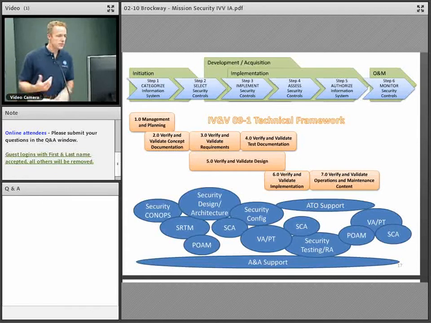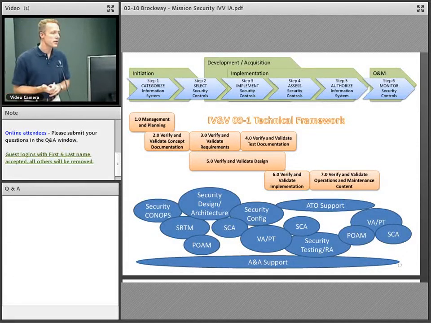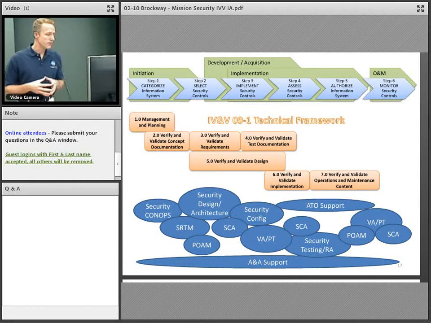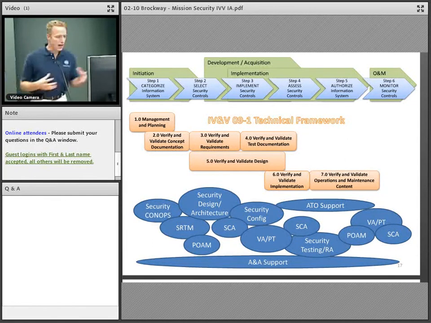So this is revisiting both that acquisition life cycle and the risk management framework at the top, adding the dimension of IV&V structured technical framework. And so this is 1 through 7 mapped across the other dimensions of the life cycle. And then the ovals at the bottom are to show other capabilities around information assurance that could be performed from an independent assessment perspective.